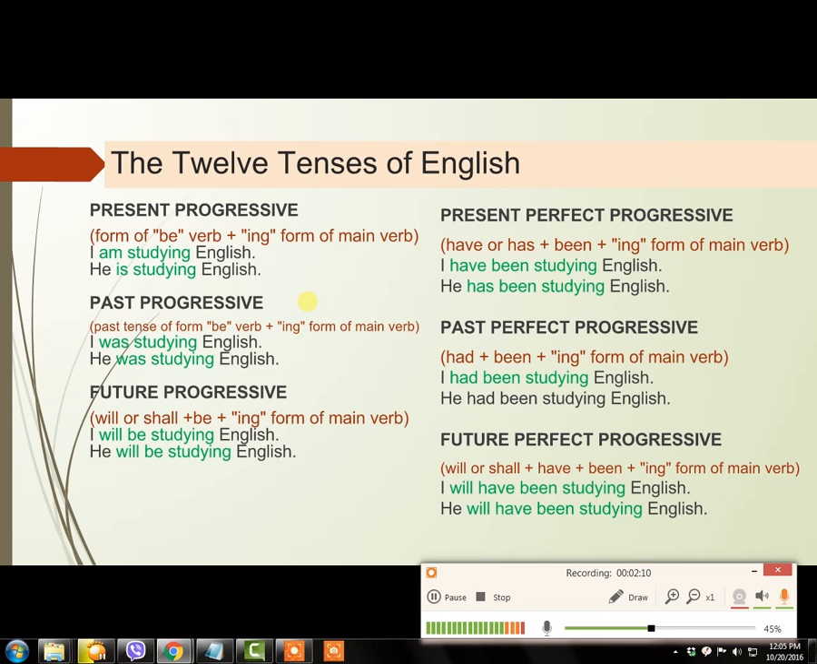For the past perfect progressive, we have had been plus the ing form of the verb. And for future perfect progressive, we have will or shall plus have been plus the ing form of the main verb. So, I will have been studying. The study of the tenses of the verb actually comprises a lot of rules already, but we will not discuss them so much in this presentation. It suffices to present just this as of now.